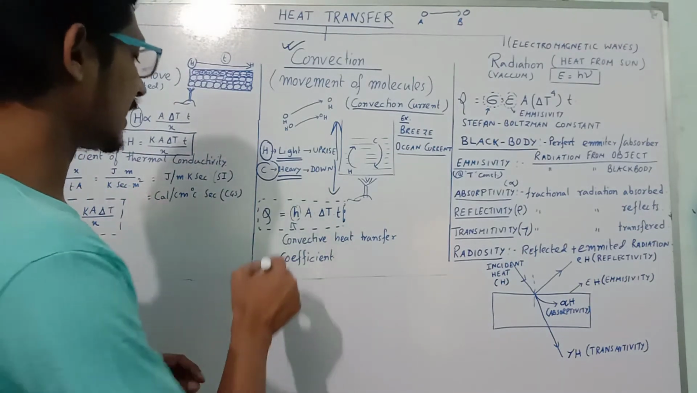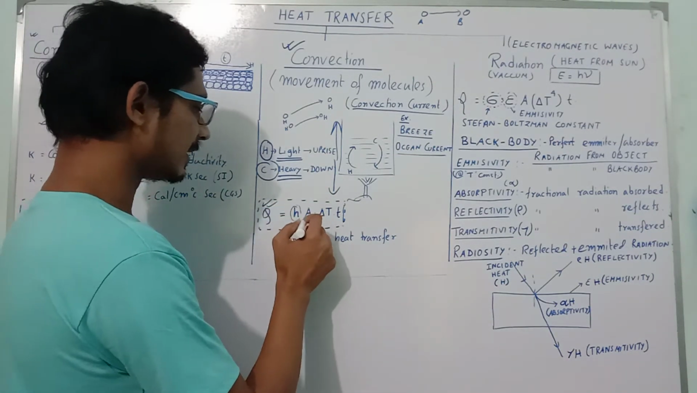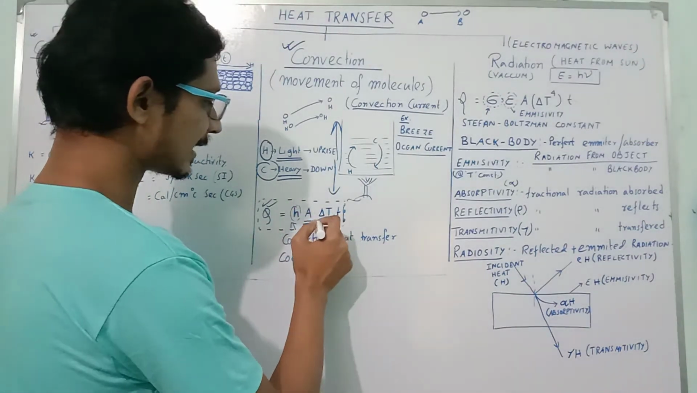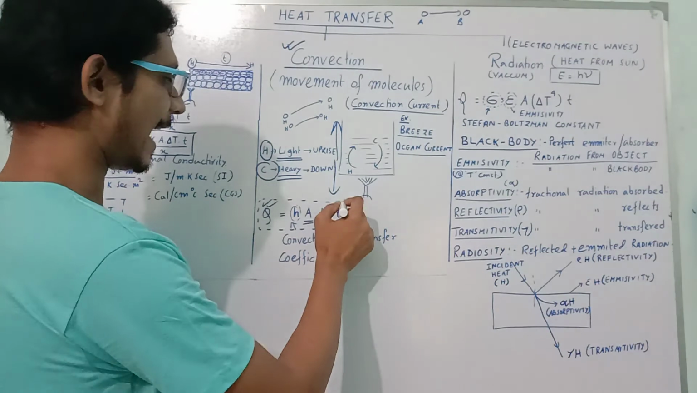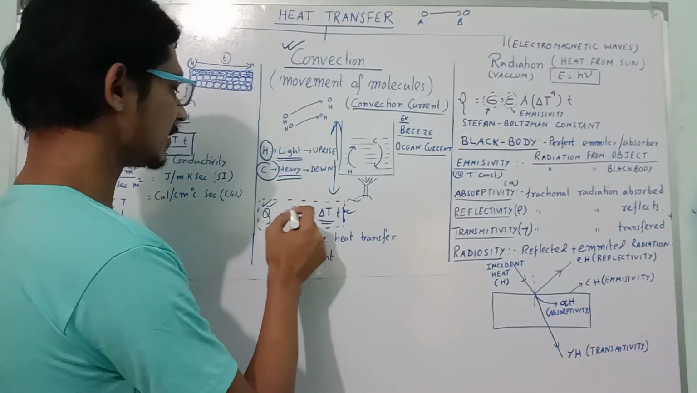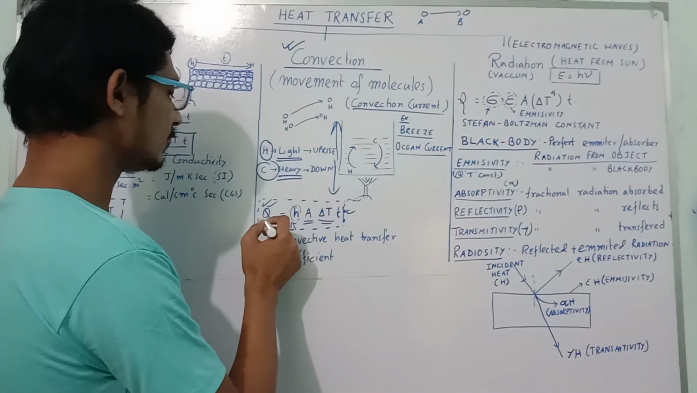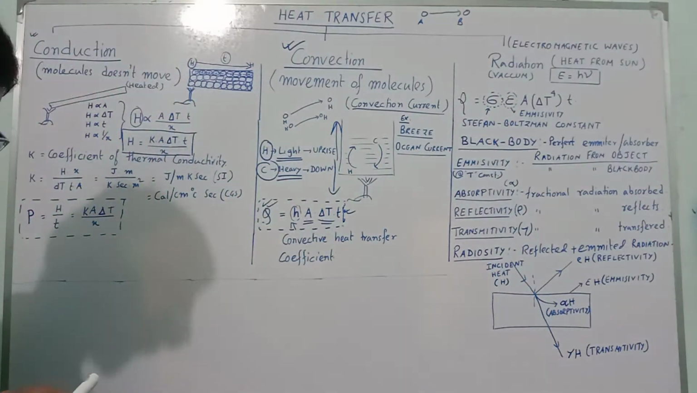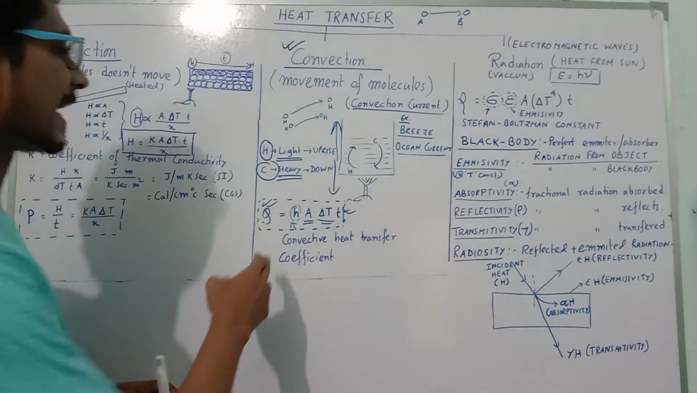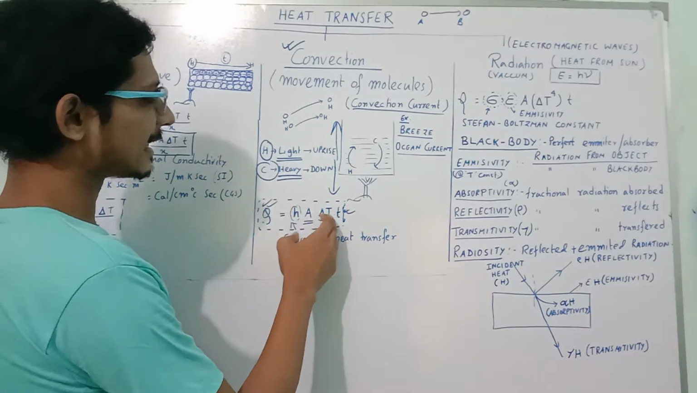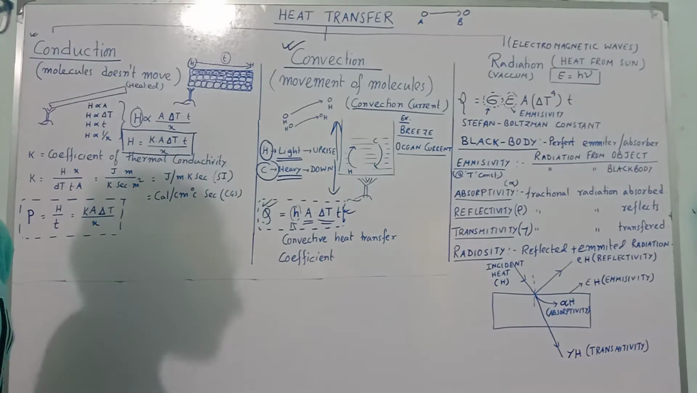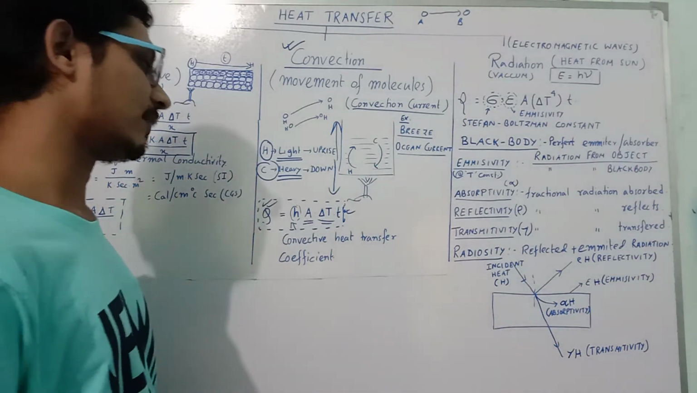Now convection type of heat transfer depends on the area of the substance or surface, delta T, the temperature difference, and time t. So Q is proportional to area, Q is proportional to delta t, Q is proportional to small t time. So Q will be a constant H into A delta t small t. That constant H is called convective heat transfer coefficient.